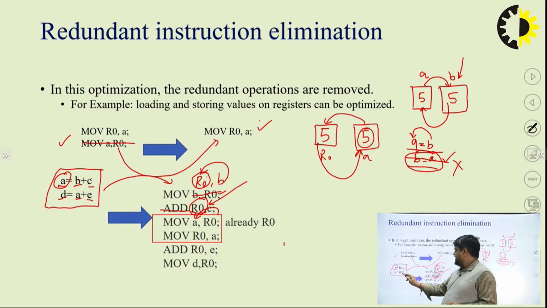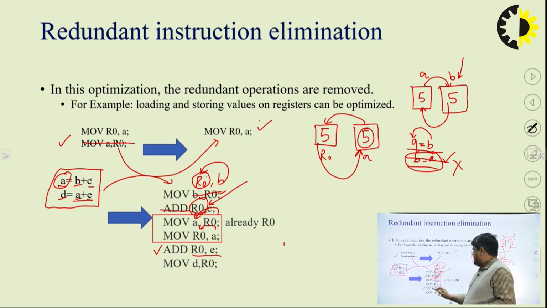What happens in the next instructions? You have to perform the addition with E, right? So firstly, you have to move the value of A into R naught. After that, perform the addition of R naught with E, right? And after that, you have to perform the transfer of the value from R naught to D, right? So what happens in this particular code?